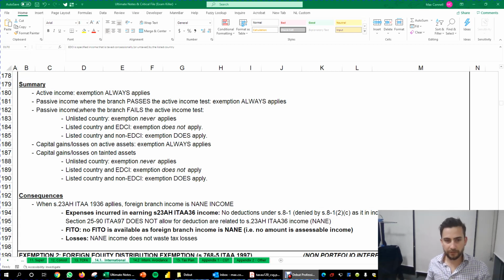Now, capital gains and losses on active assets, exemption always applies. If it's an active asset, there's always an exemption. But on tainted assets, it depends if it's an unlisted country or not. If it's an unlisted country, exemption never applies because unlisted equals bad. Listed country and EDCI, exemption does not apply. Listed country and non-EDCI, exemption does apply.